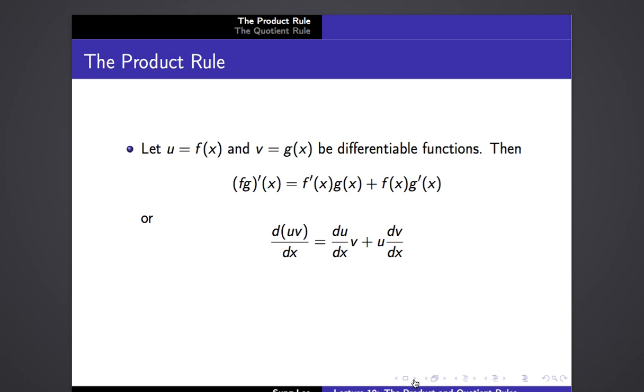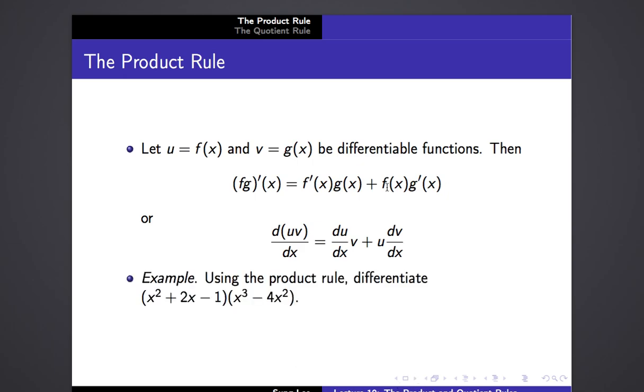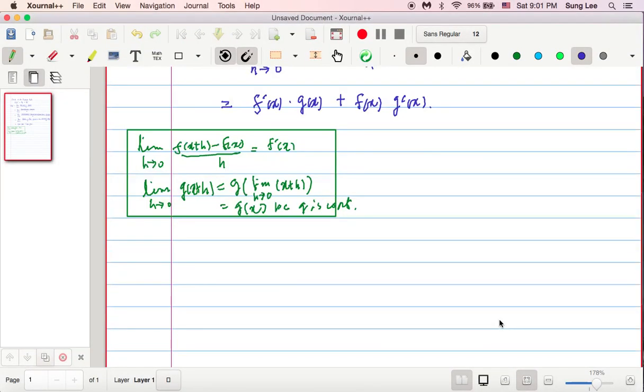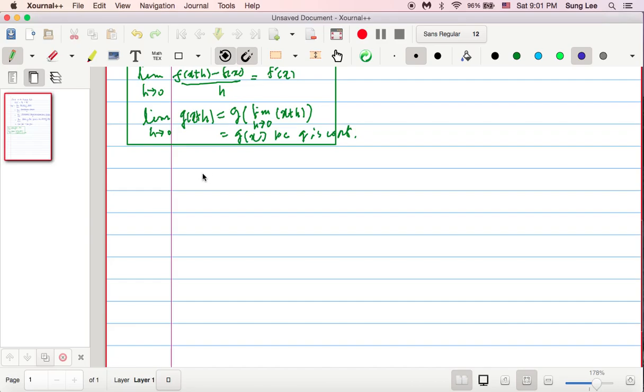So we know this product rule works. We just proved it. Let us take a look at an example using the product rule: differentiate the following function. We have a product of two polynomials. To work it out, I'm going to go back to my notepad. So here's the example.